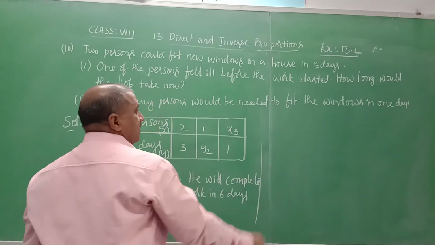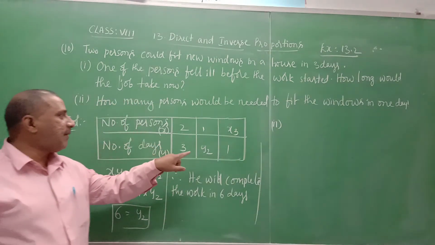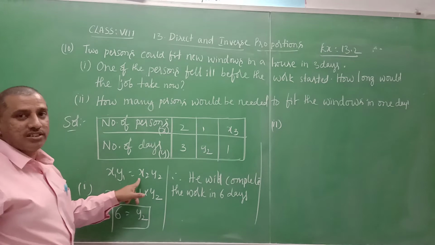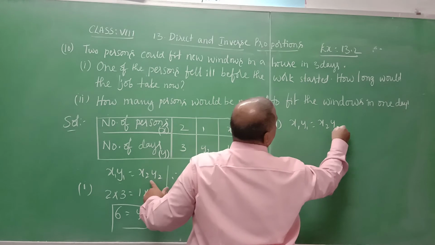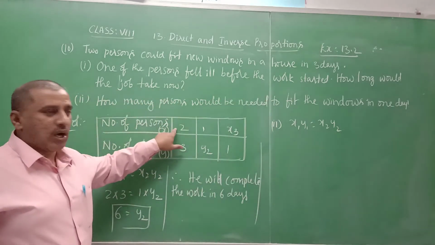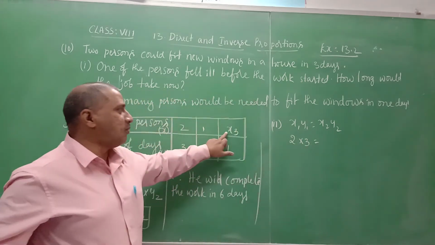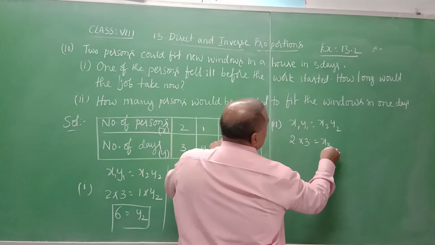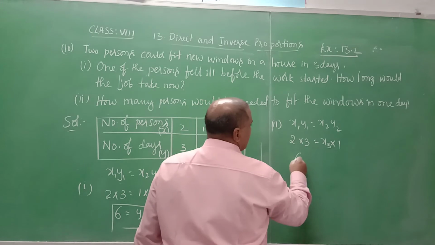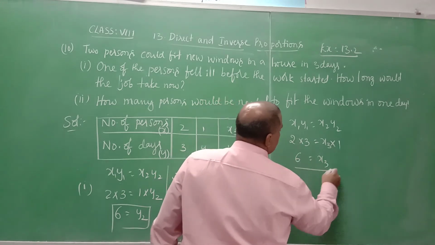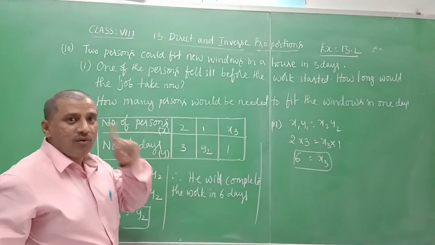Similarly, the second case, if the work is to be done in 1 day, how many people? That is again x1 y1 is equal to x2 y2. x1 is 2 and y1 is 3, that is 2 into 3, equal to x3 into y3, which is 1. Now 2 into 3 is 6, and x3 into 1 is x3. So x3 represents persons. So 6 persons can complete the work in 1 day.